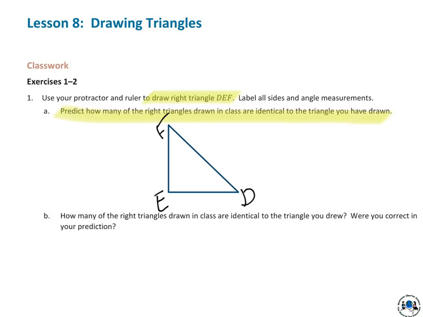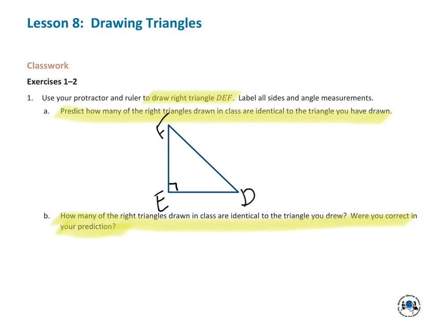I can measure it here, a few centimeters in height. I didn't really do it any particular way. It was about 2.5 centimeters high, but it is 90 degrees, as we can see right here. I did check that out. So the idea is this: how many right triangles drawn in the class, as you go around looking, were exactly identical to yours?